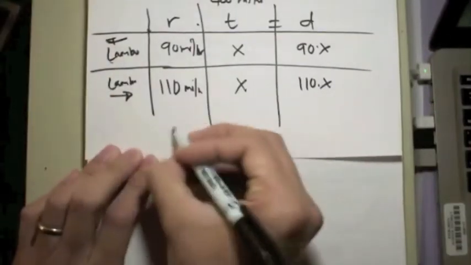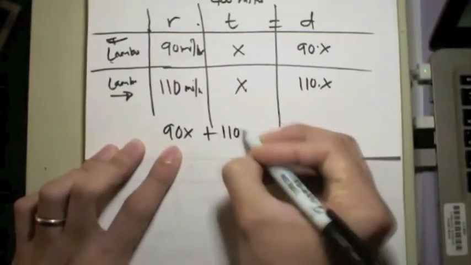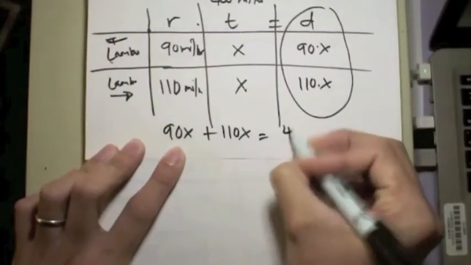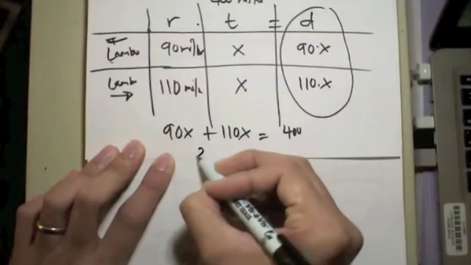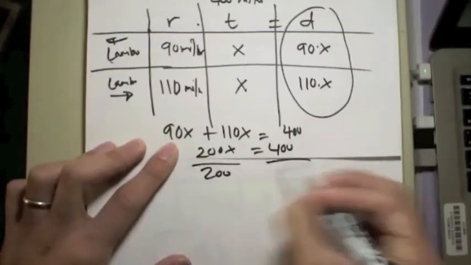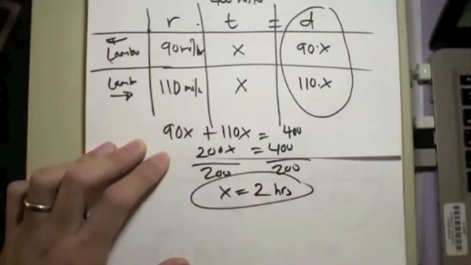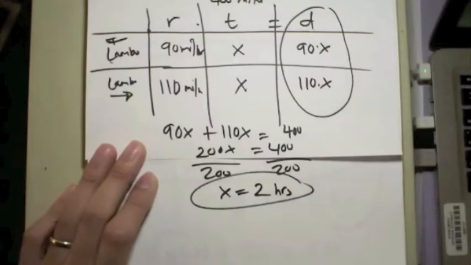So once again, this is very similar to the one we just did. We just go ahead and take the distance of one car and add it to the distance of the other car. Notice we are focusing on the distance column again, and that should give us the 400 miles apart. So we solve for it. It's going to be 200x equals 400, divided by 200. x is going to give you 2 hours. So that means 2 hours after they started going apart, they will be 400 miles apart.